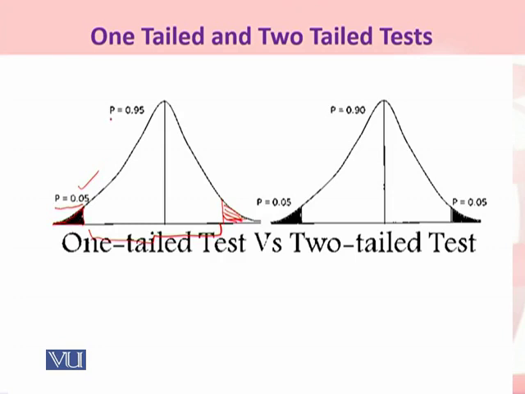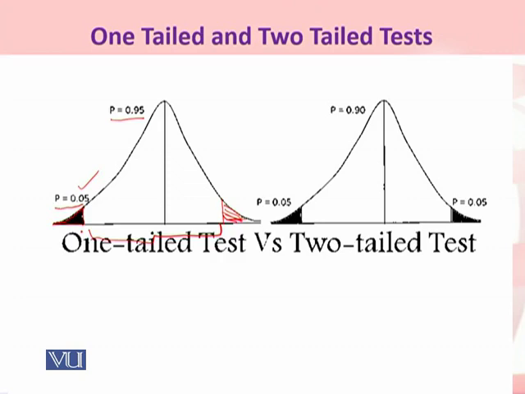Whereas if you look at this probability, this is the probability of acceptance, that is 95%. As we know, the sum of the probabilities is always equal to 1. So if 5% is the probability of rejection, then 0.95 would be the probability of accepting the hypothesis.